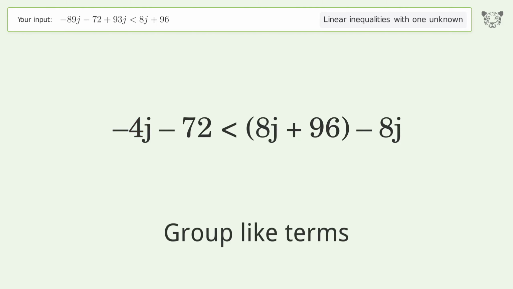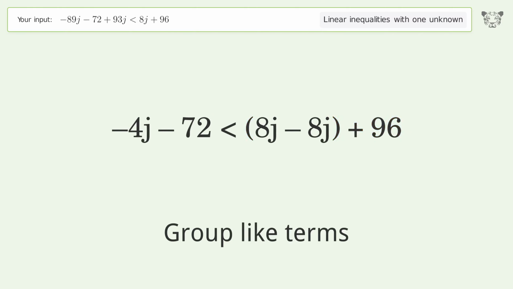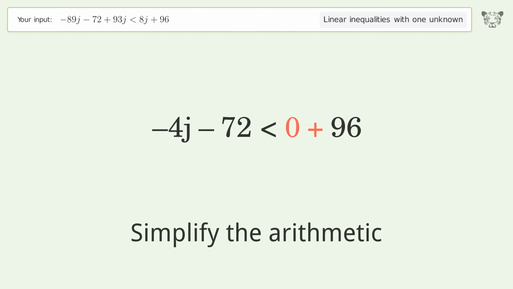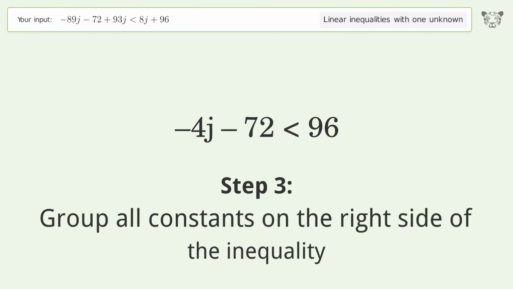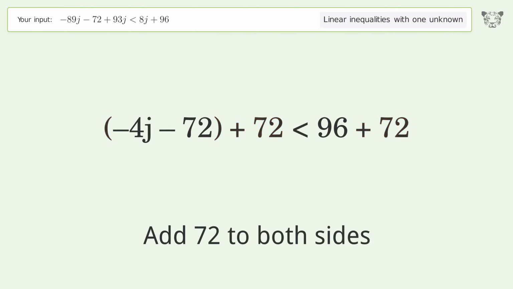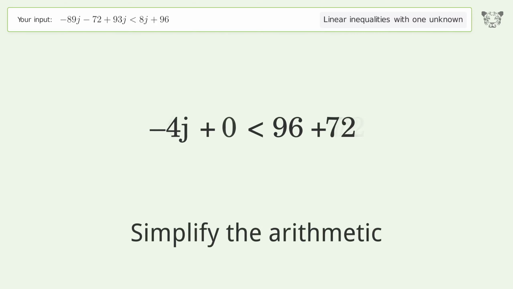Group like terms. Simplify the arithmetic. Group all constants on the right side of the inequality. Add 72 to both sides. Simplify the arithmetic.